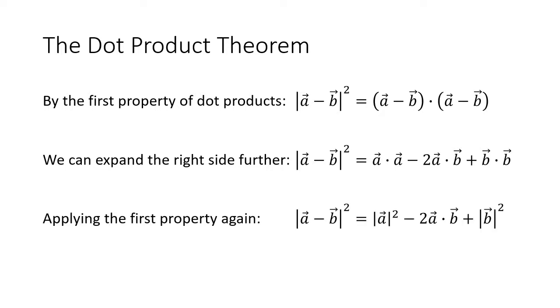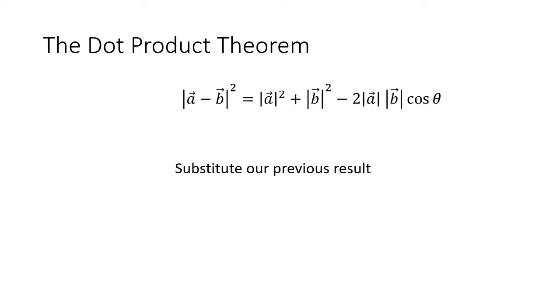We know that a dot a is really the magnitude of a squared. And we know that b dot b is really the magnitude of b squared. And so we had this when we plugged our sides of the triangle into the law of cosines. And now I want to substitute that result on my left-hand side. And there we go. We'll take a look now.